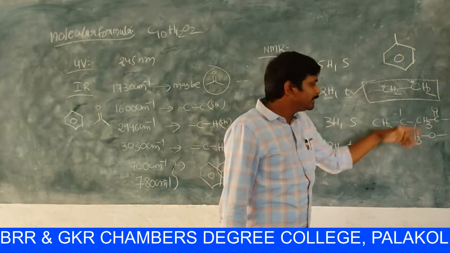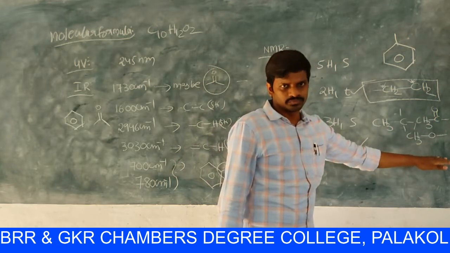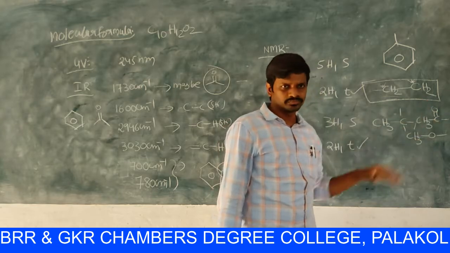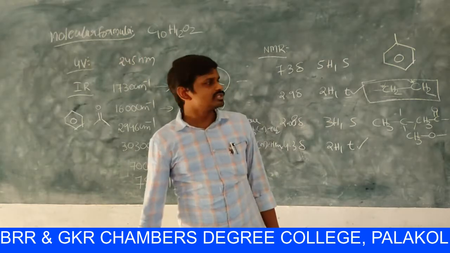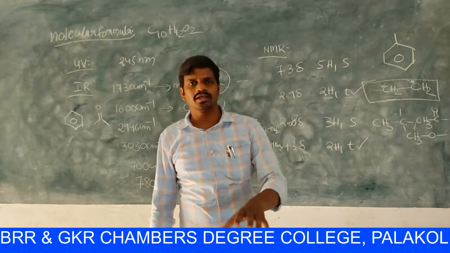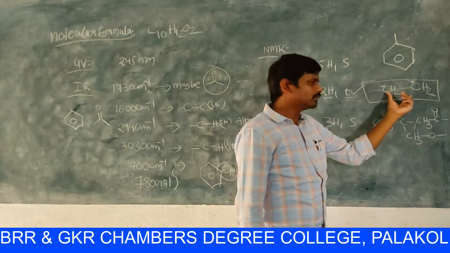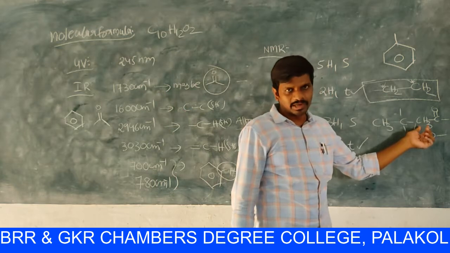CH3. It may be attached to C double bond O or to oxygen. So let us confirm whether it is attached to C double bond O or oxygen. Now let us see the molecular formula. The molecular formula is C10, that means the organic compound has 10 carbon atoms. Here we have 6 carbon atoms and 2 carbon atoms, so total 8 carbon atoms, and with CH3, 9 carbon atoms.